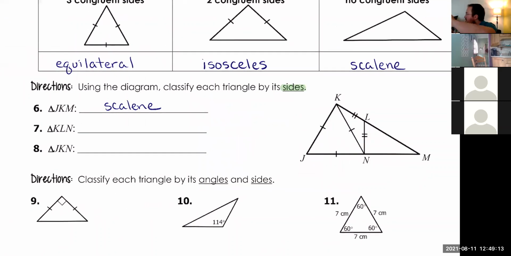So the hash marks tell you what are congruent, but also if there's multiple pairs of congruent sides, you add an extra one to differentiate. Simply having any hash marks doesn't mean that they're all congruent. There's different sets there. And then the last one, JKN, is equilateral.